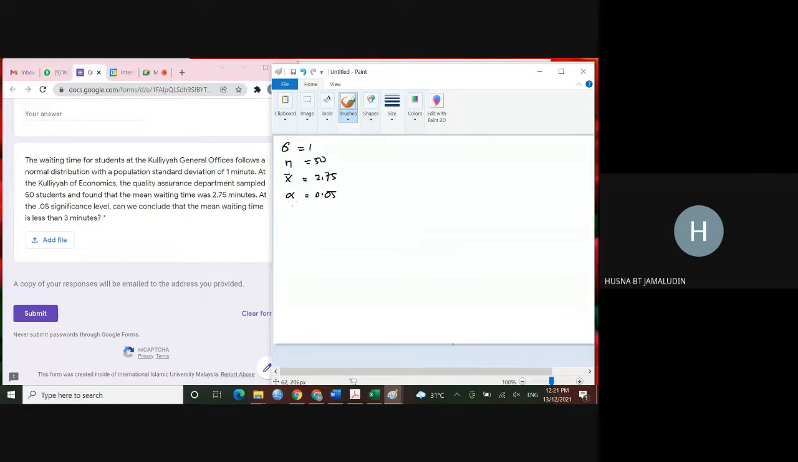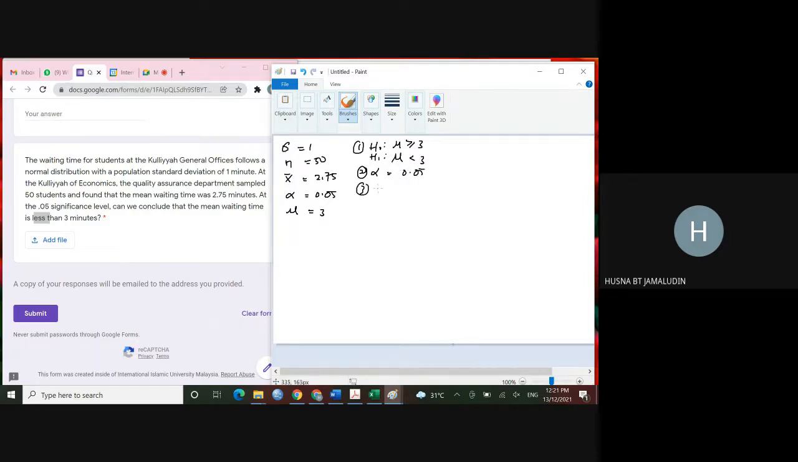Significance level, can we conclude that the mean waiting time, so this is the general claim, the mu, is less than 3? So the same thing, you have the first step, H0 and H1. What is your H1? Tell me please. The mu is less than 3. It is mentioned in the question, very direct. So H0 should be the opposite, mu bigger or equal to 3. Second, your alpha, which is 0.05, and then 3.